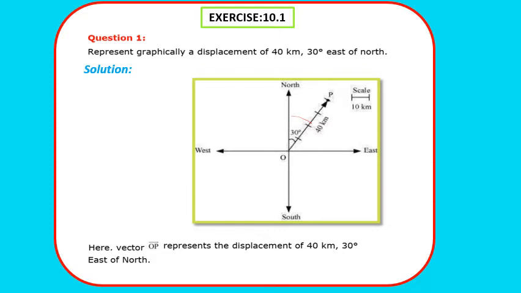So this is our vector OP. Now the magnitude was 40 km, so on this vector OP we have taken 40 km. So the vector OP is the displacement of 40 km 30 degree towards the east of north. Clear? So first we have to move on north, then 30 degree towards east, and on that we are taking 40. So we have a magnitude 40 and a direction 30 degree east of north. Clear? So pause and note down the solution.